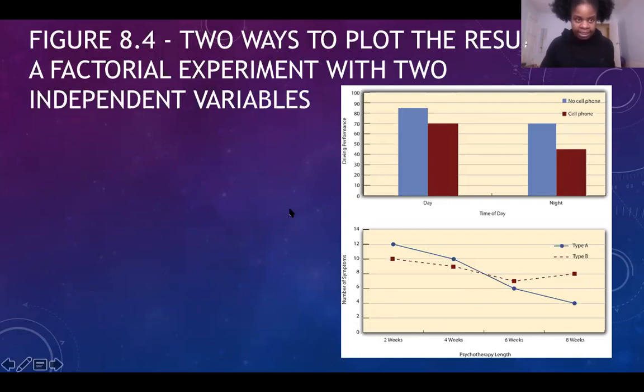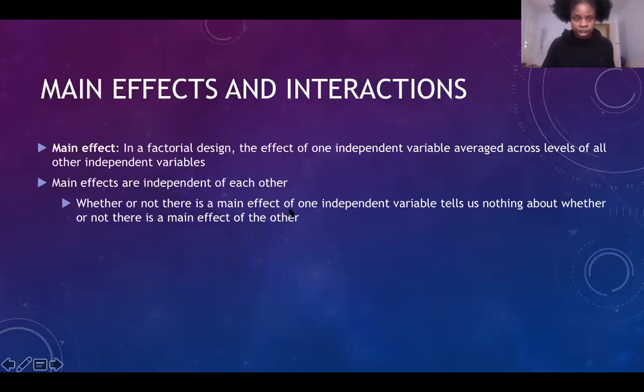So again, this is figure 8.4, and you can find this specific figure on page 144. Okay. So again, just a little review. A main effect is the statistical relationship between one independent variable and a dependent variable averaging across the levels of the other independent variables. And we just referred to figure 8.4 as an example.